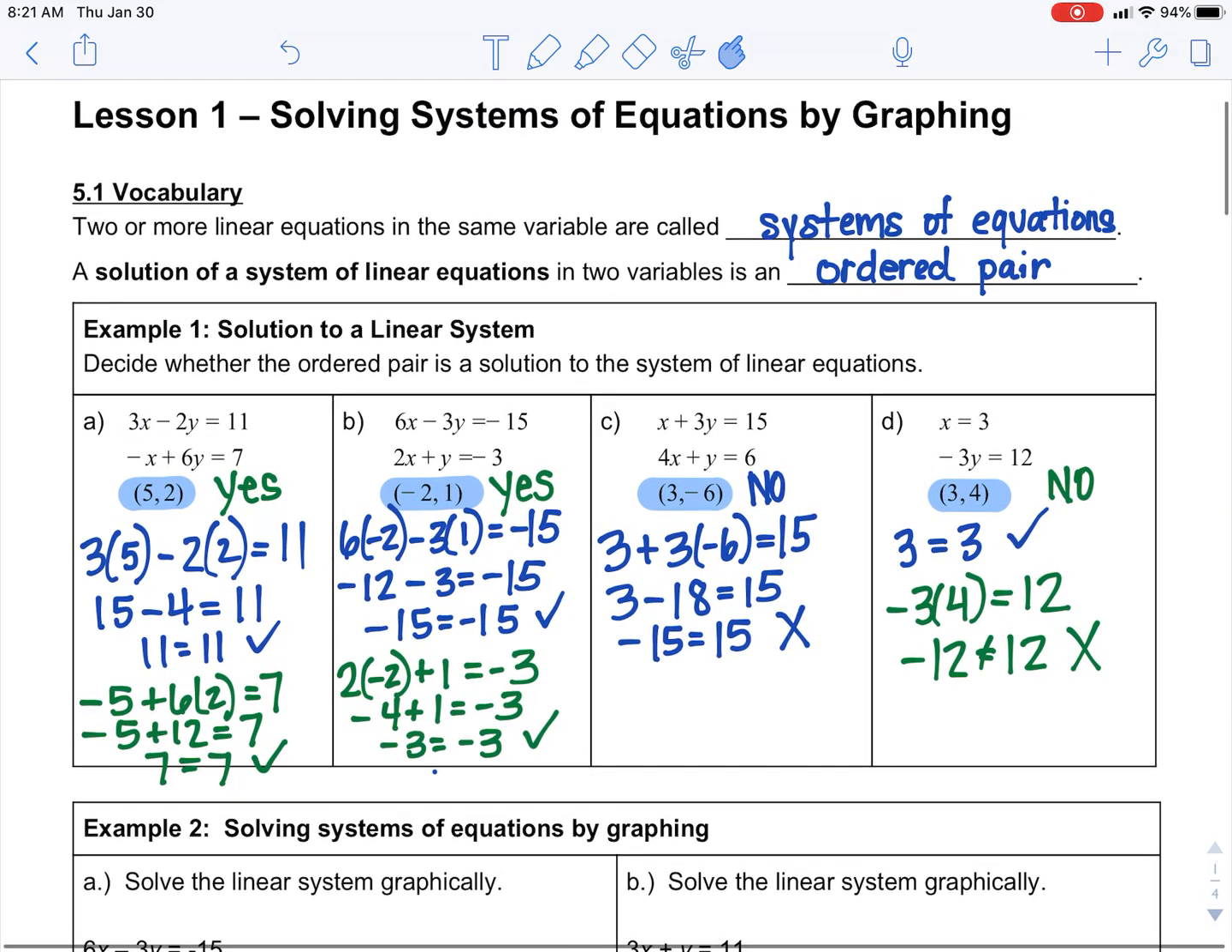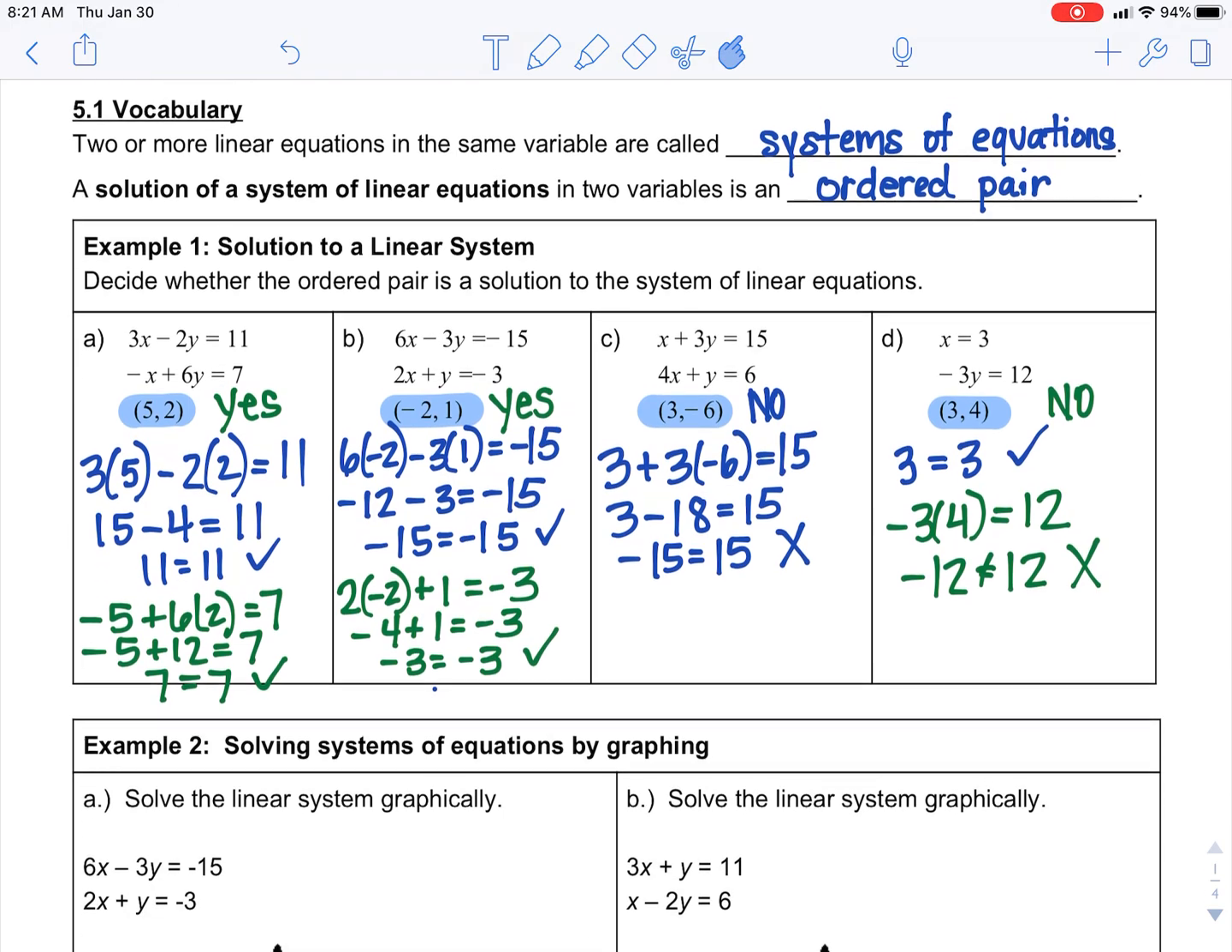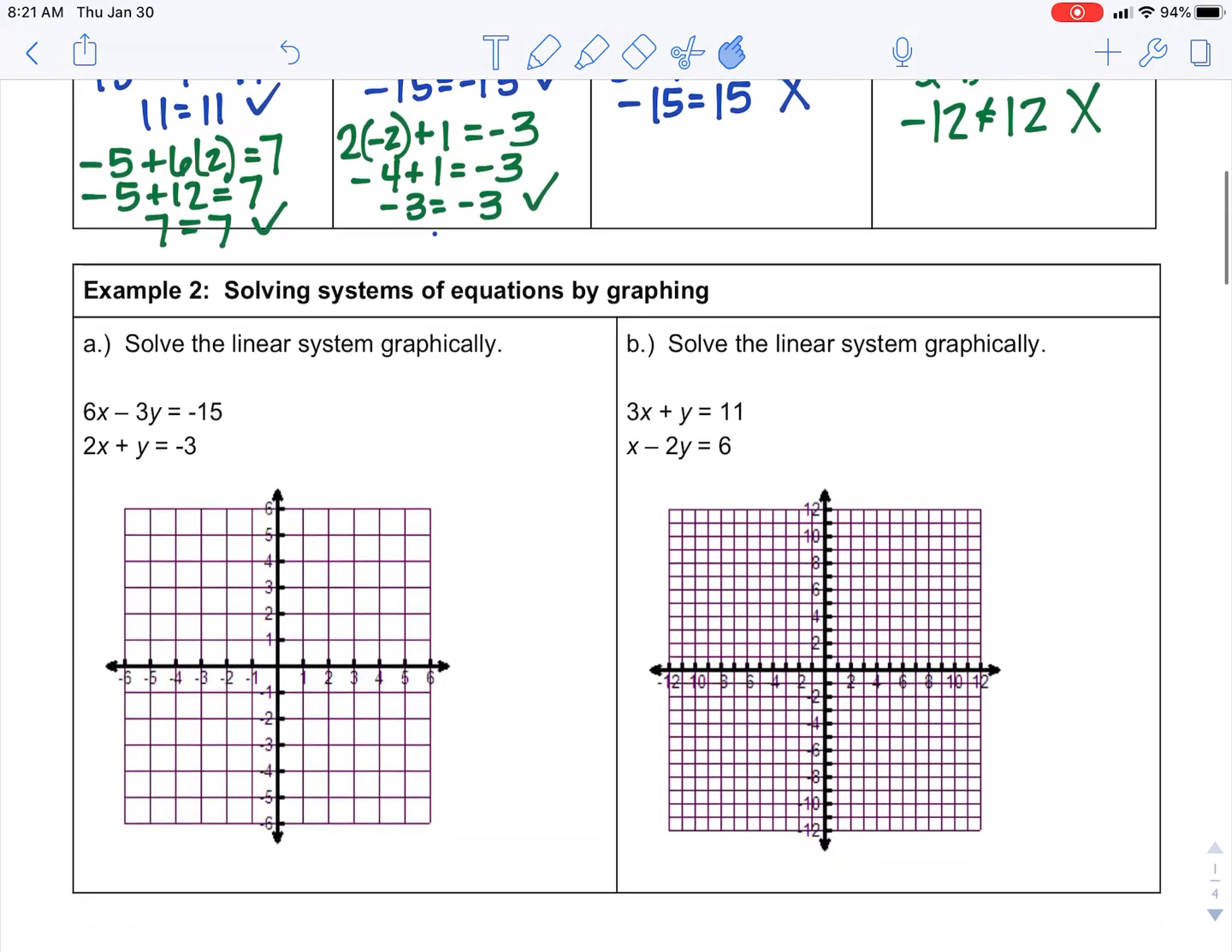When you're checking solutions, all you have to do is plug in the coordinate pair for the x, y values in the systems. You have to check both equations, and they both have to work in order for it to be a solution to the linear system.